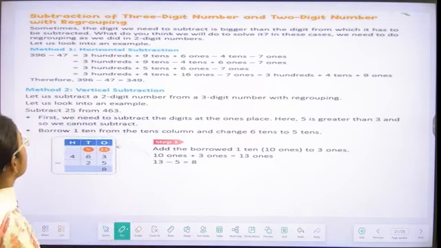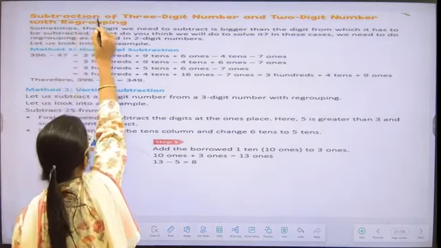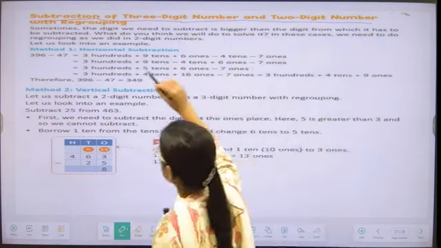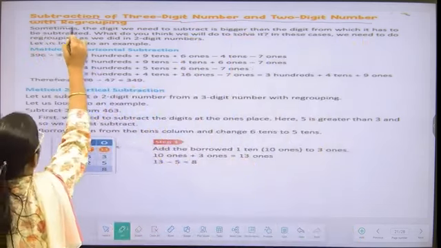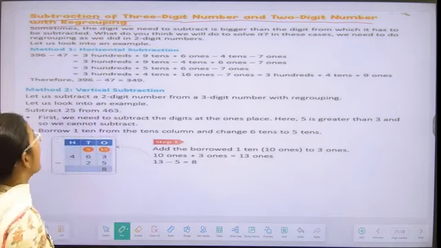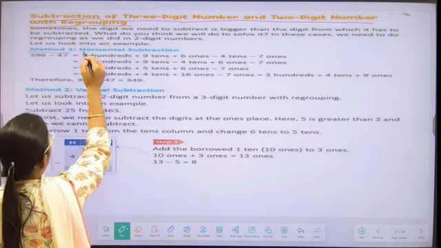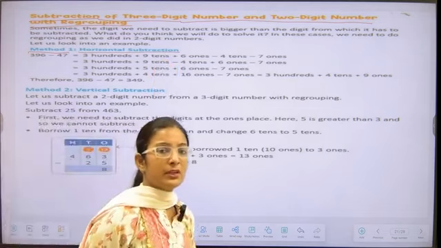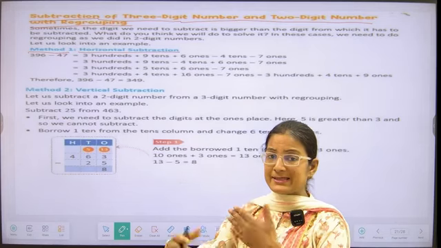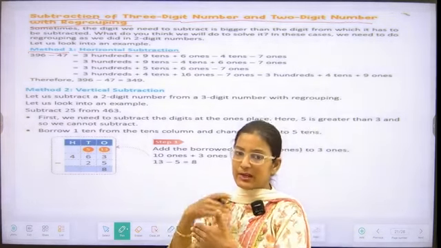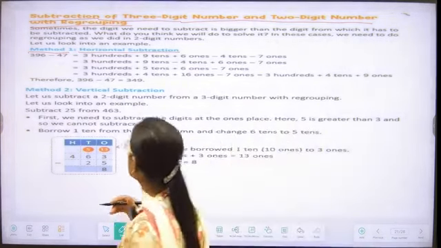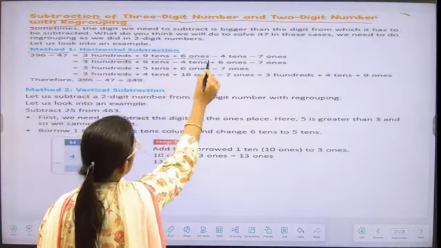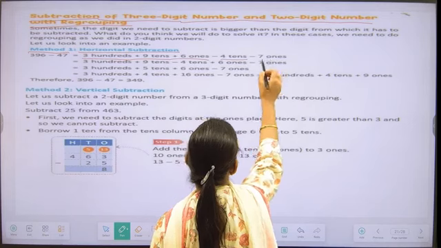Now we are going to understand how to do subtraction of a three-digit number and a two-digit number with regrouping. Our first method is horizontal subtraction. What are we going to do? We have to subtract tens place value by tens and ones place value by ones. As you can see, we have to subtract 3 hundreds, 9 tens, 6 ones with 4 tens, 7 ones.